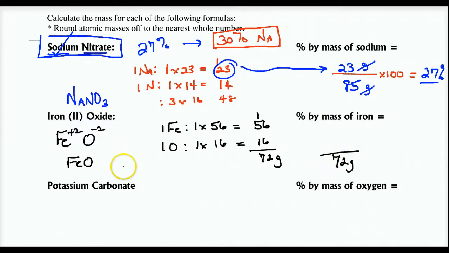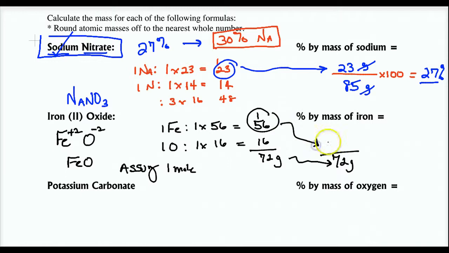I'm going to assume what? I'm assuming 1 mole. Now, I could assume like 3.5 moles or 100 moles. I can do whatever I like, but it makes more work. If this formula mass comes out per 1 mole, why don't I use it? Take the iron, and the 56 goes here. Part over total times 100, and what we get is 56 divided by 72, and you get 78%. So 78% of the entire mass of the compound is iron.